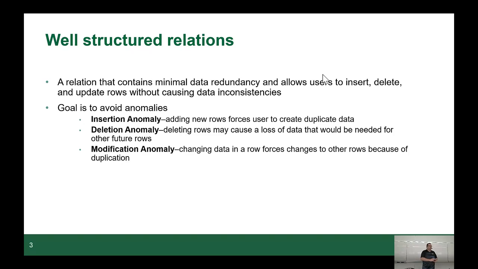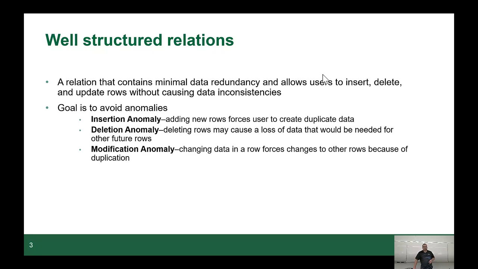So what is a well-structured relation? A well-structured relation, which in the end turns into a table, is a relation that contains a minimal amount of redundancy and allows users to insert, delete, and update rows without causing inconsistencies. And there are three classes of inconsistencies, also known as anomalies.